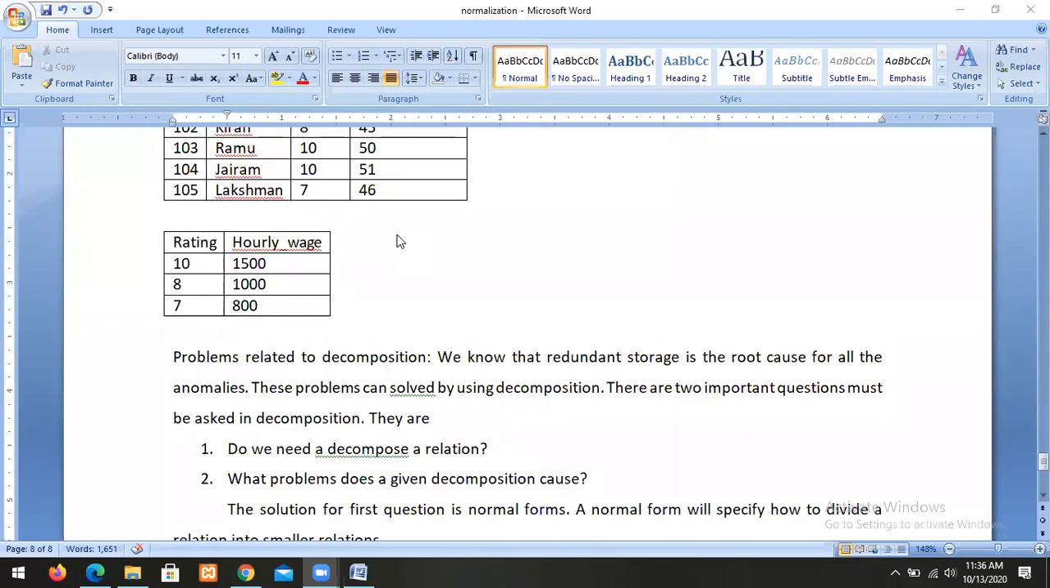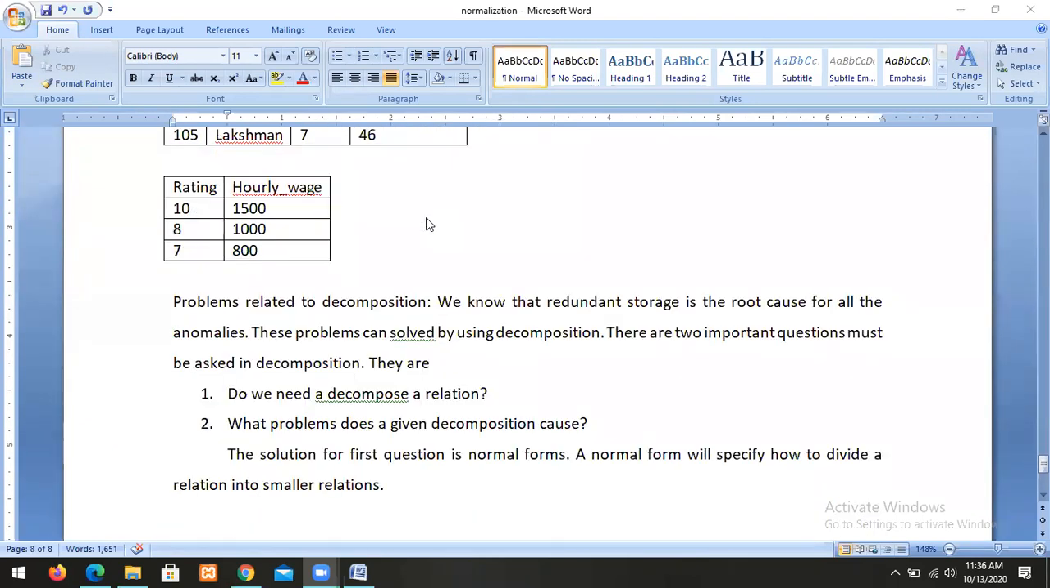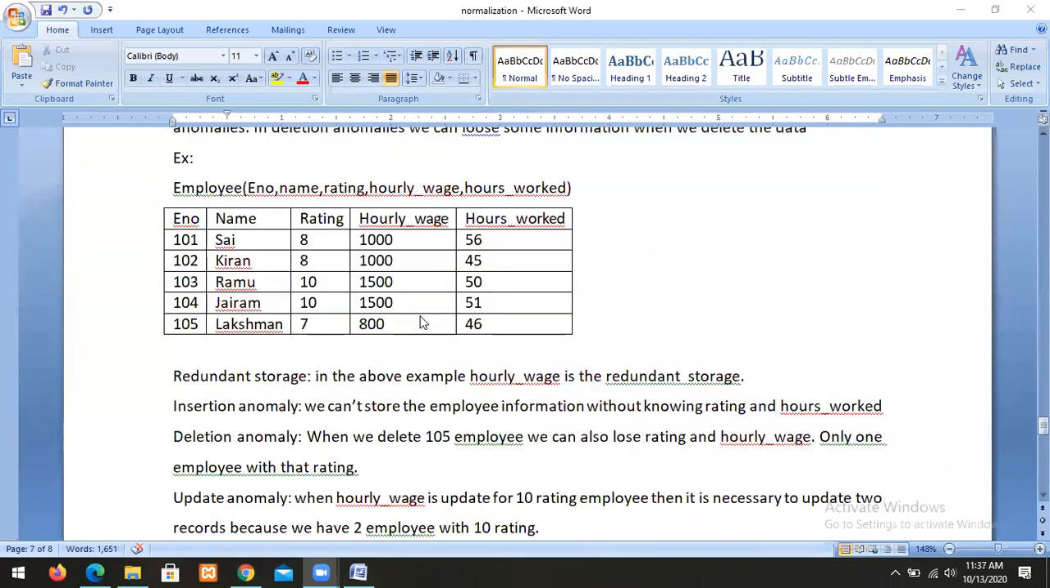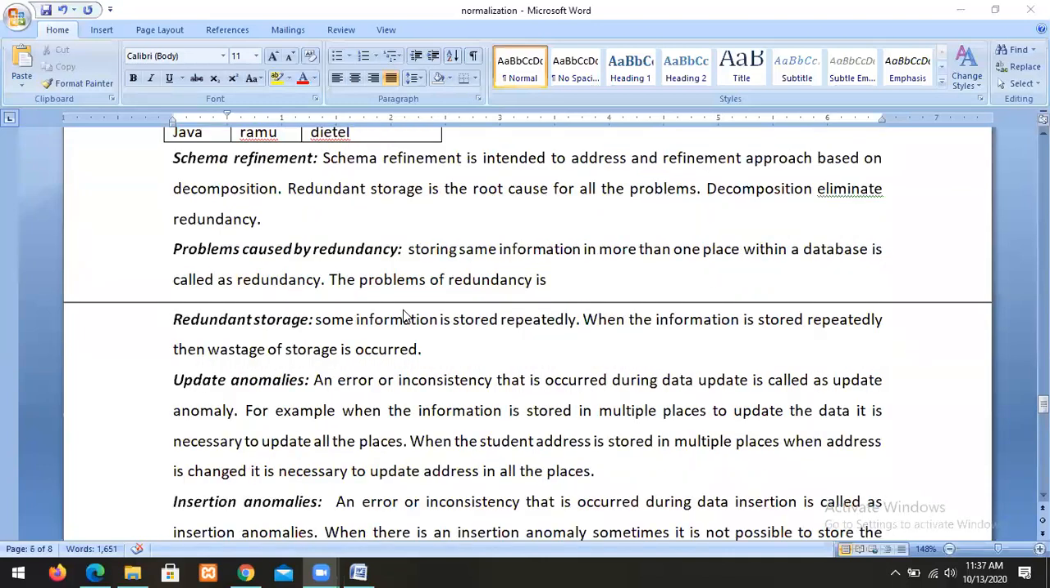So we are discussing what is schema refinement. What are the approaches of schema refinement? Schema refinement is intended as refinement approaches based on decomposition. Actually, redundancy is the root cause for all the problems. Decomposition eliminates the redundancy. What are the problems of redundancy?